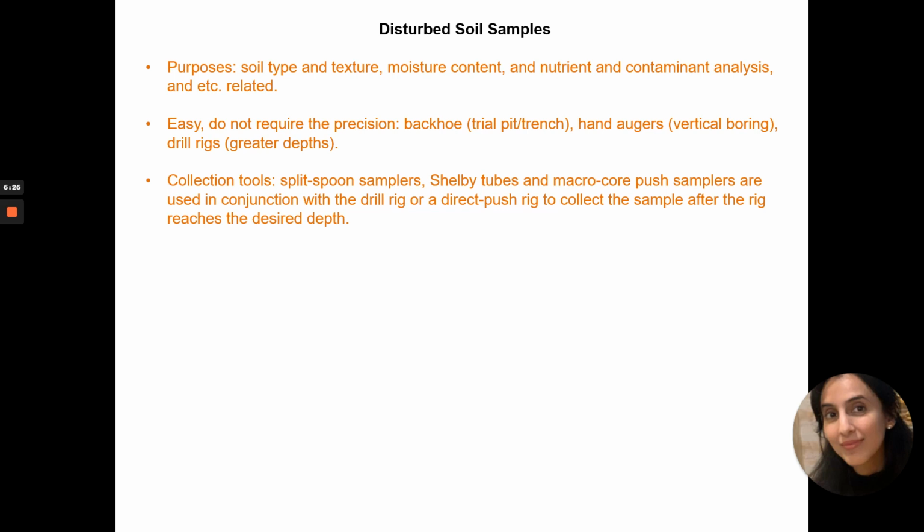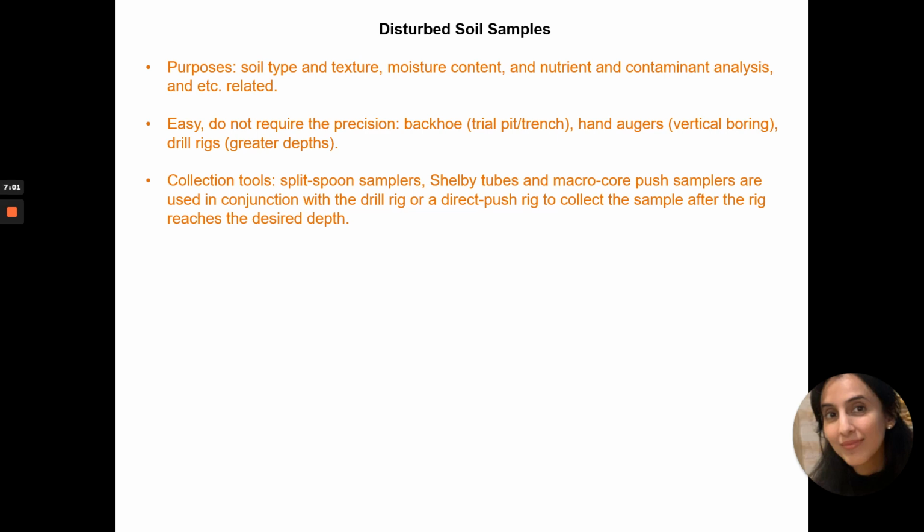Disturbed soil samples. The purpose of disturbed soil samples is to know the soil types and the texture, the moisture content, the nutrients, the contamination analysis, and so on. Because sometimes if you have a site, you may have different nutrients or minerals in there, and you need to adjust the concrete mixture. If you have more salt in the soil, you may need to adjust a bit your admixture of the concrete.